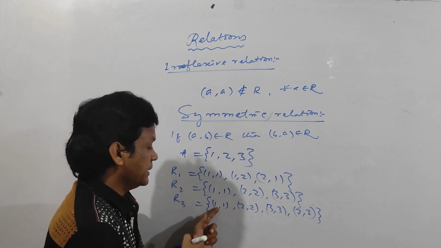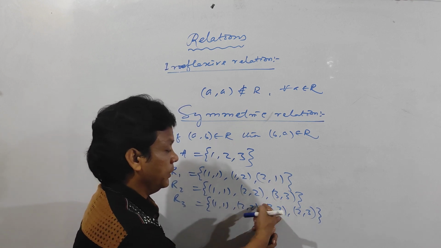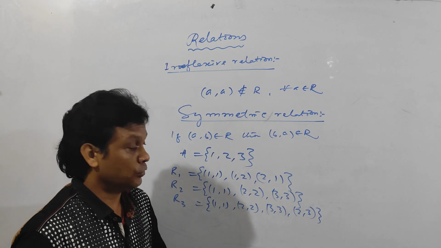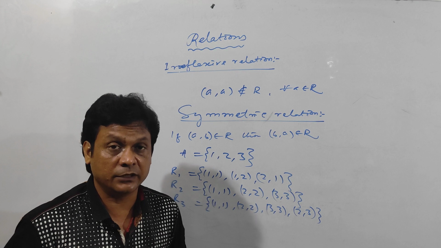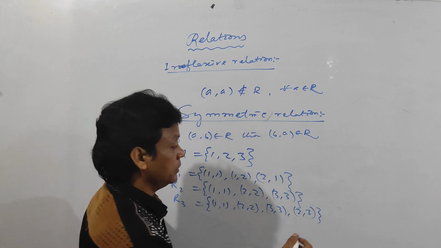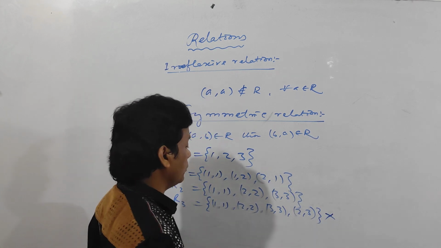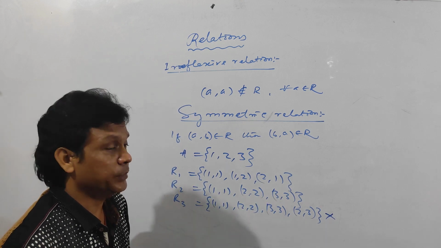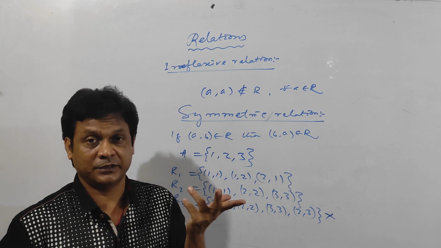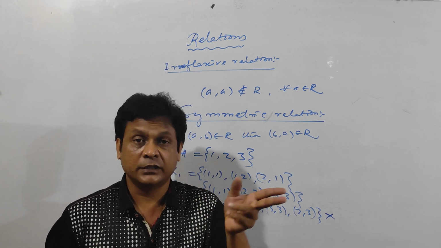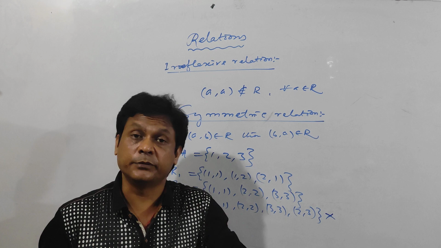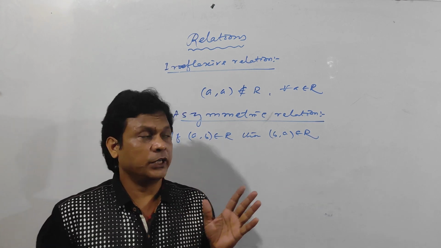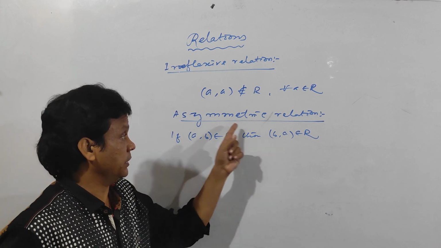Here, if it is interchanged, we get the same thing. But (2,3), if interchanged, becomes (3,2). (3,2) is not present here. (2,3) is present, but (3,2) is not present. So R3 is not symmetric. Now the question is whether this one is identity. Every identity relation is reflexive, and every identity is symmetric also. Clear? Now I am going to tell you asymmetric, not antisymmetric, asymmetric.